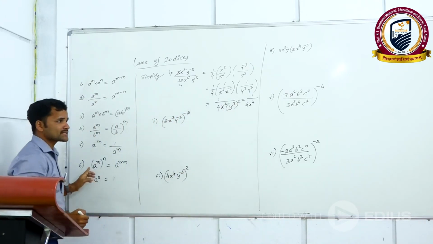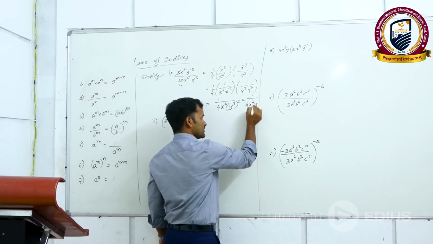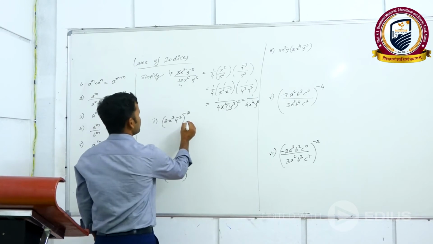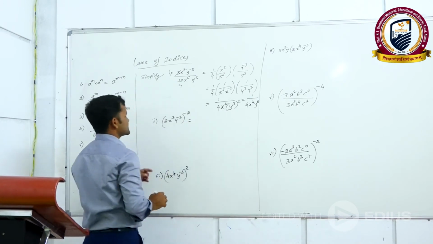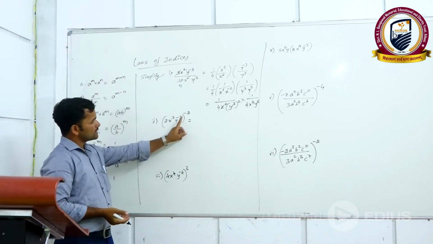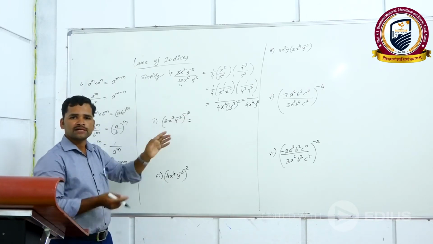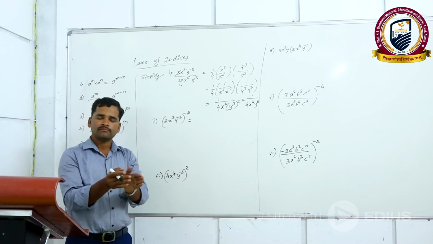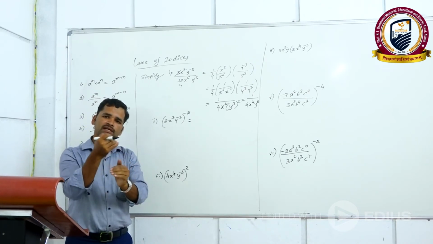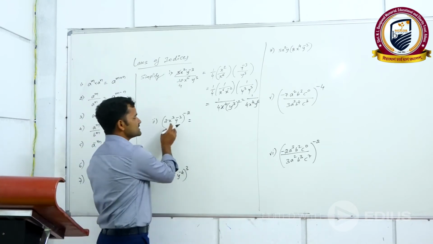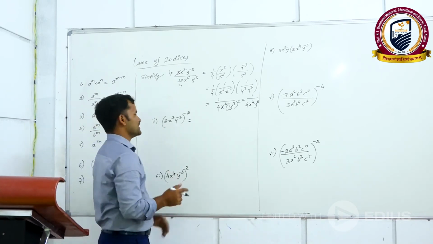We are using the sixth law, that is y raised to 6, 3 2s are 6. Next, to solve this second problem, you observe this index is negative. To have positive, what to do? Change it: if it is there in the numerator, take it to the denominator. If it is there in the denominator, you take it to the numerator. It is there in the numerator, so I will take it to the denominator.